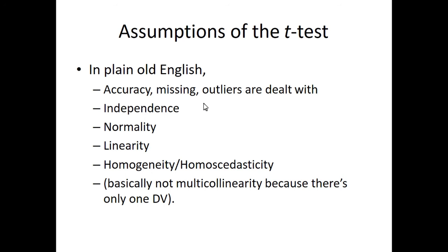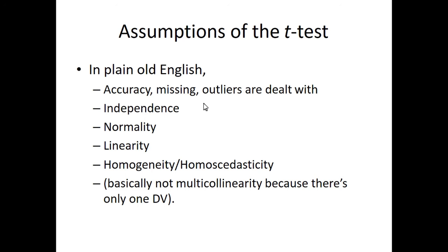Okay. So kind of in plain English, accuracy, missing, and outliers are dealt with. That's always true across all tests we're going to talk about. Independence, so that really amounts to doing the right test. Don't run independent when you mean dependent, and vice versa. Normality, hopefully you have a big enough sample. It should still be linear. Homogeneity and homoscedasticity kind of depends on the test, but it doesn't hurt to look at them. What you'll notice is dropped off is additivity, or multicollinearity. Additivity is the good name for it.